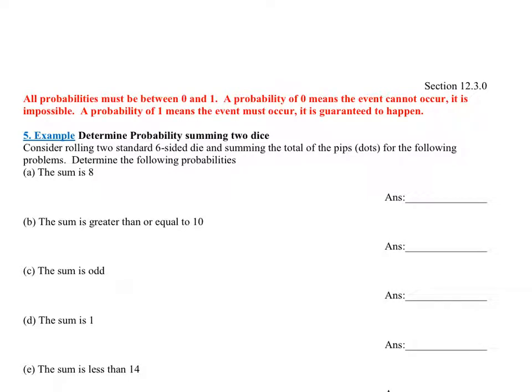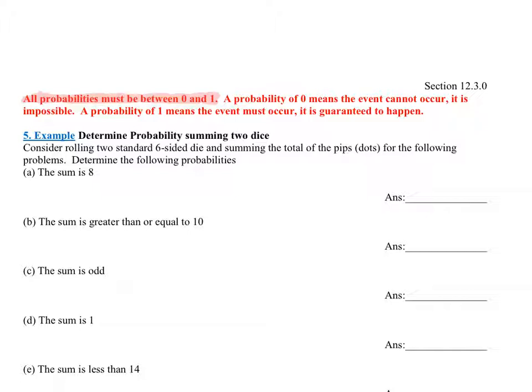This next comment is extremely important for you to realize. We realize that a probability of 0 means something can't occur, and a probability of 1 means it must occur, guaranteed to happen. So what numbers could we get for probabilities? Remember, probabilities are usually written as simplified fractions, but the value of that simplified fraction must be between 0, meaning it's impossible, and 1, meaning it has to happen.